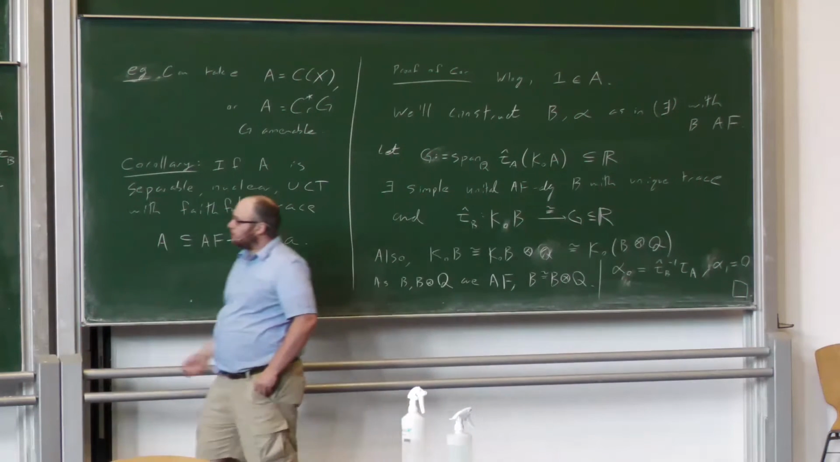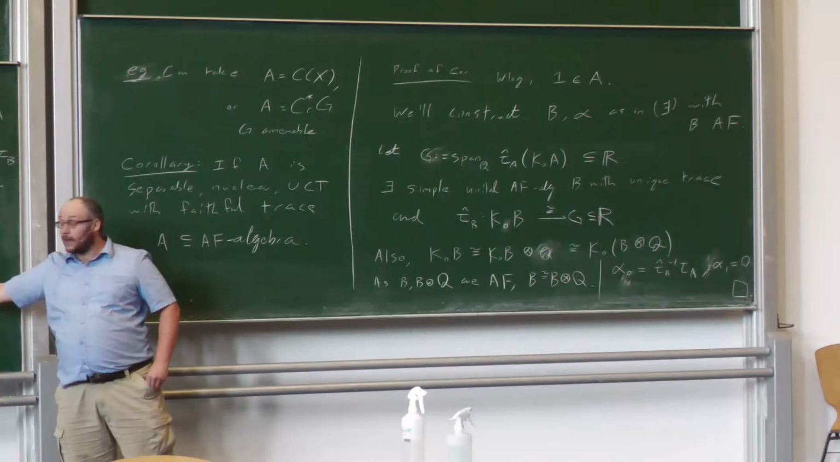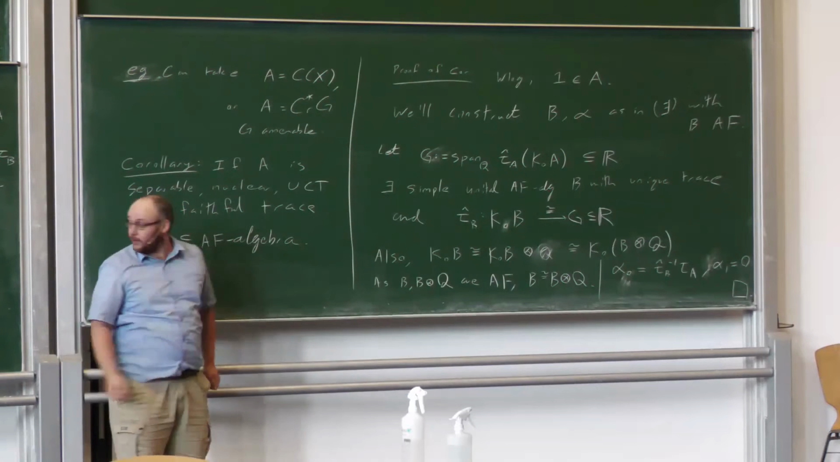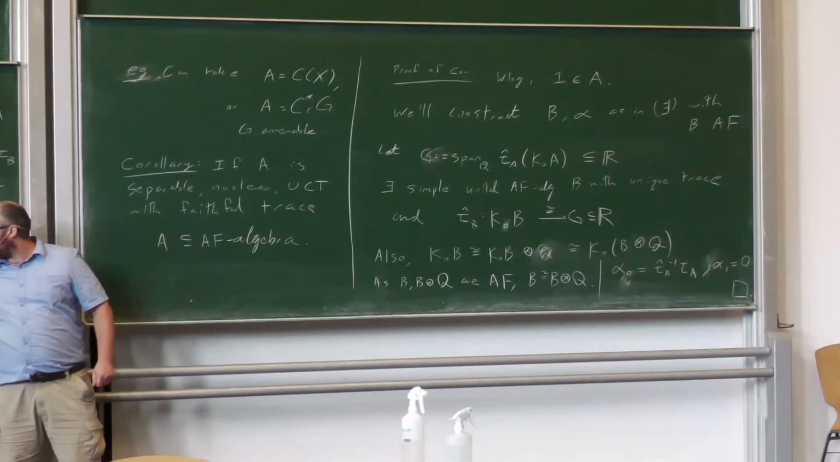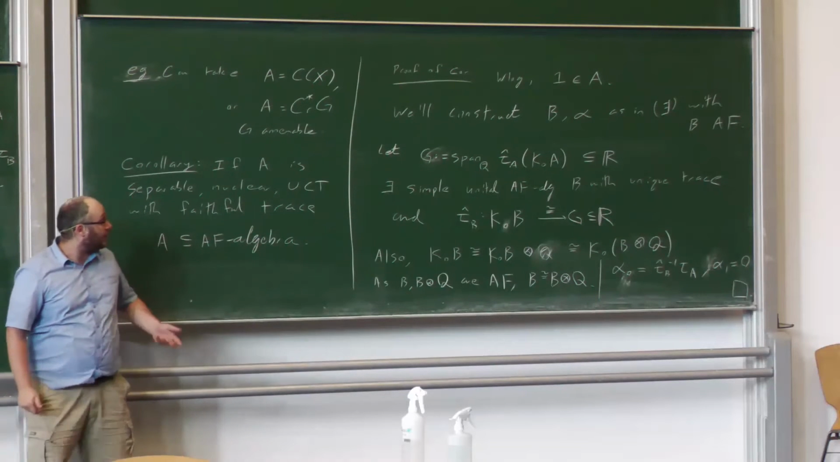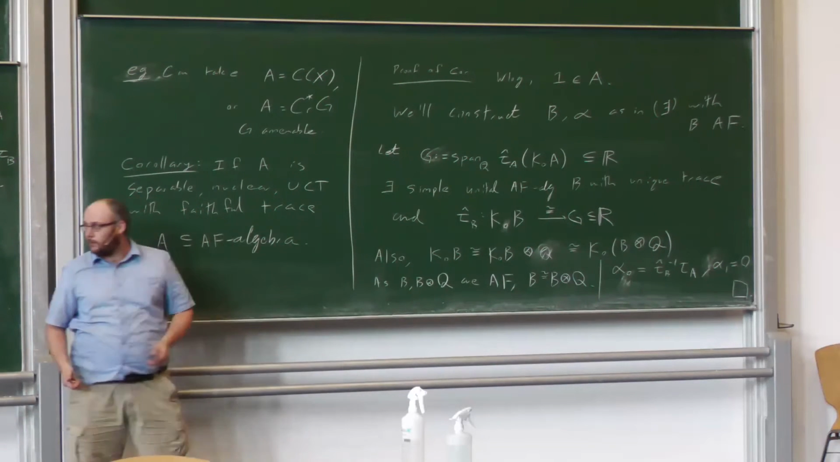And then you apply, as I was saying before, the existence theorem to that. Alpha gives you this map from K-theory of A to K-theory of B, preserving unit and trace. It necessarily came from an embedding of A into B.